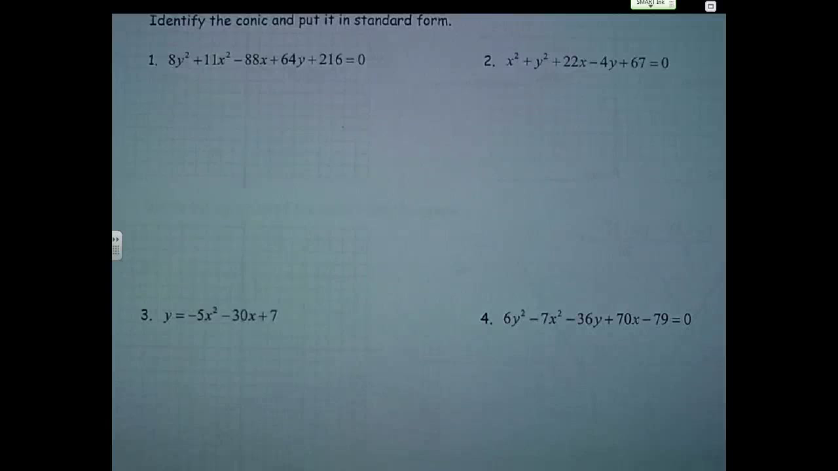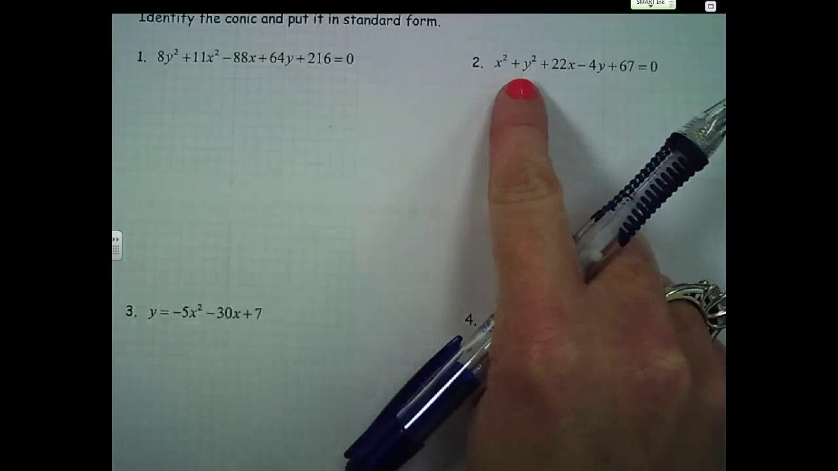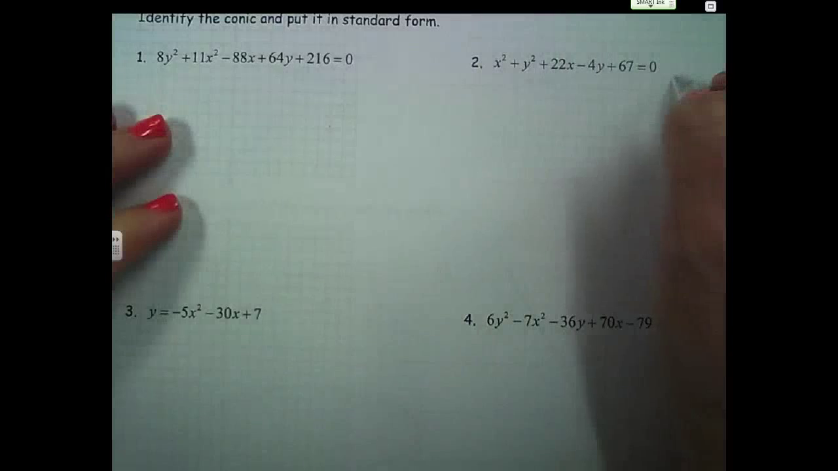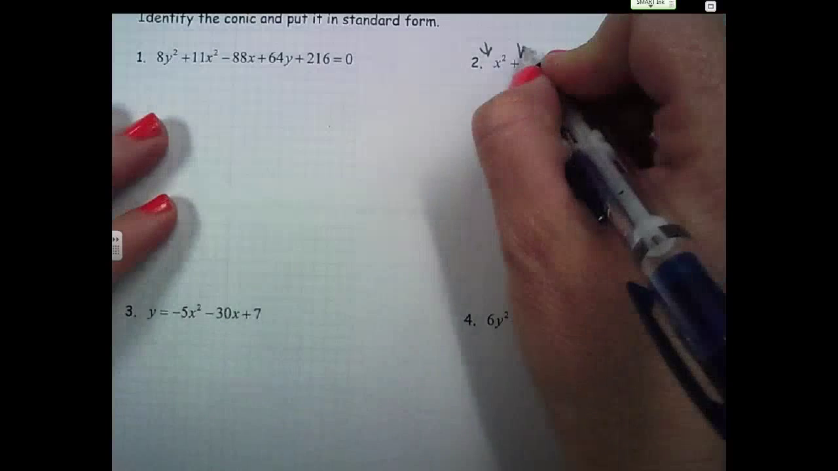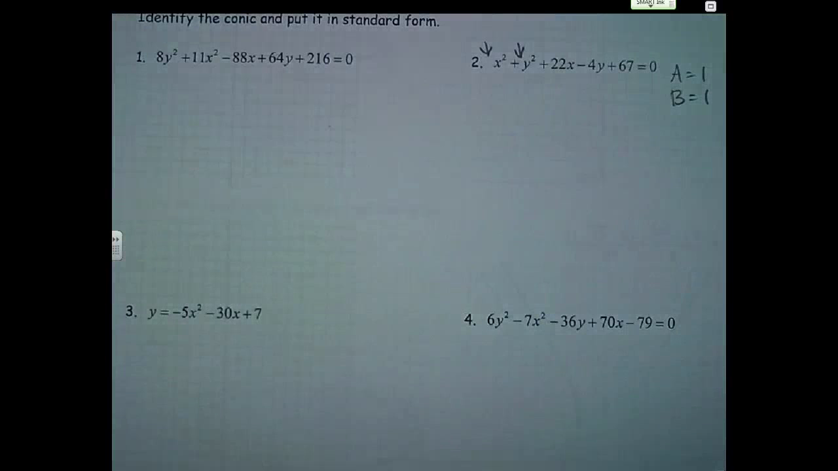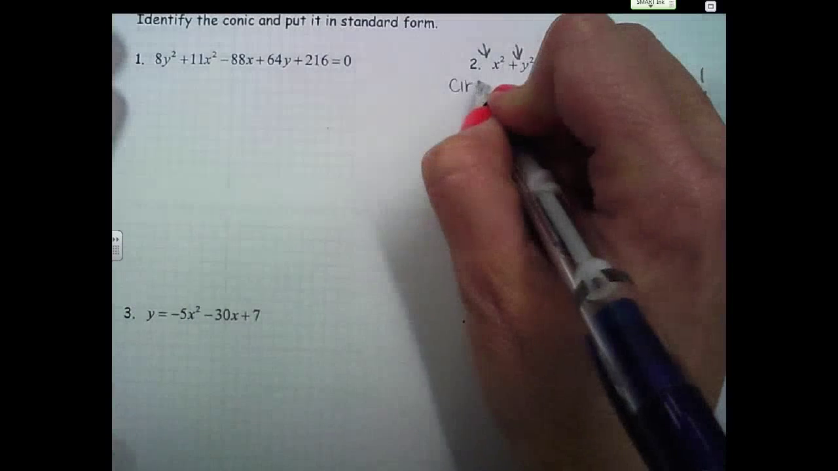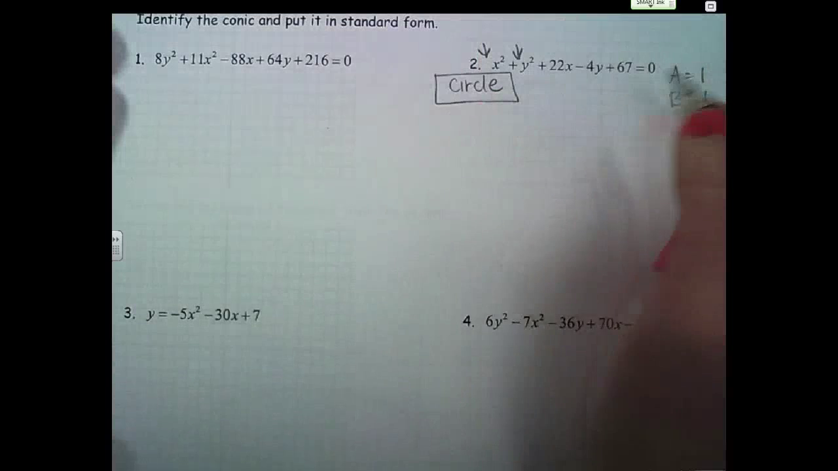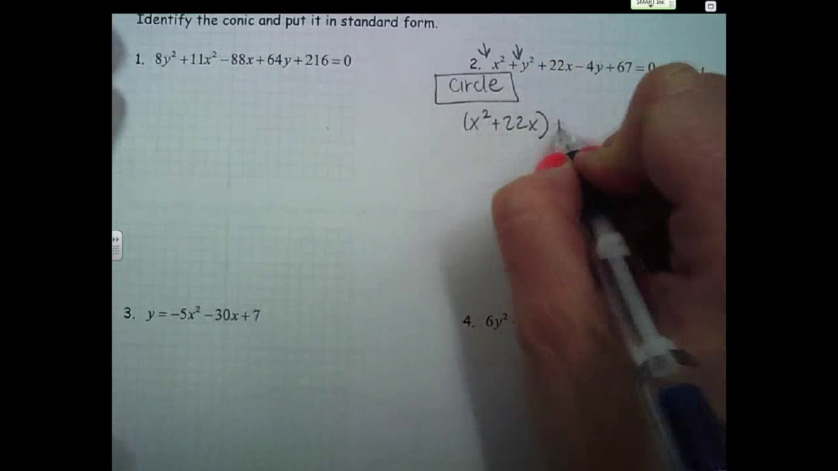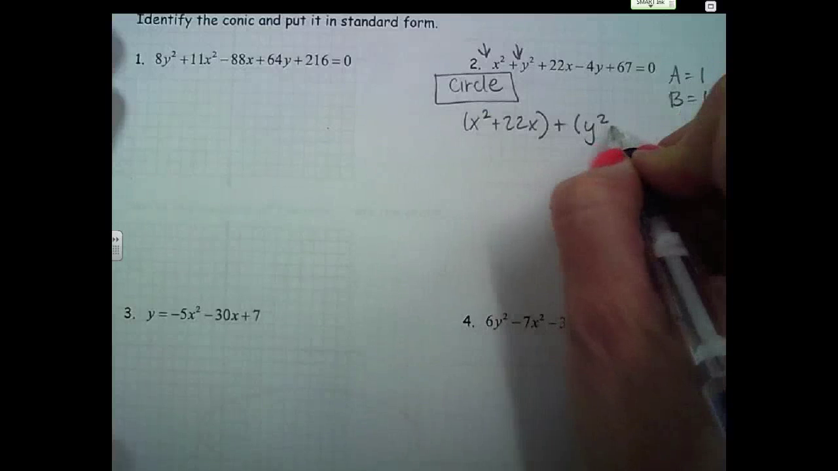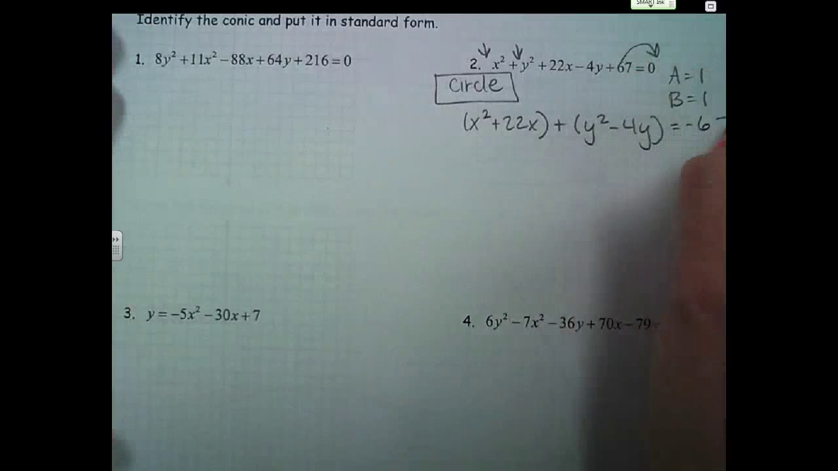I'm going to start with number 2, recognizing that it's a circle because A is 1, which is the number in front of x squared, and B is 1, which is the number in front of y squared. So I know that it's a circle, okay? So that's to identify the conic part. Now let's combine. I've got x squared plus 22x plus y squared minus 4y, and I'm going to move the 67 over, so equals negative 67.